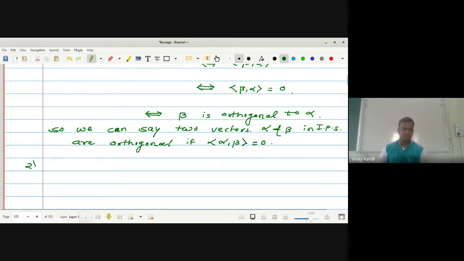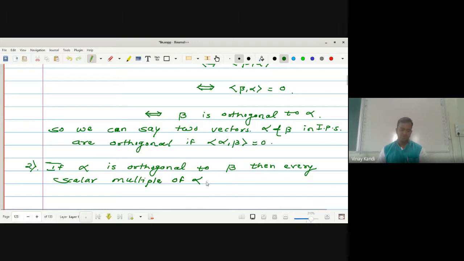Now the second property. If alpha is orthogonal to beta, then every scalar multiple of alpha is again orthogonal to beta. Look at it: if alpha is orthogonal to beta, then every scalar multiple of alpha is orthogonal to beta.